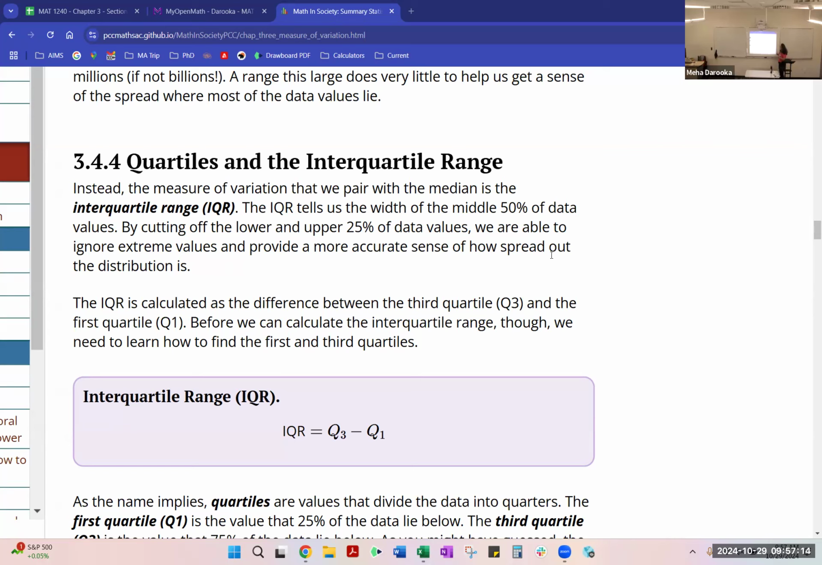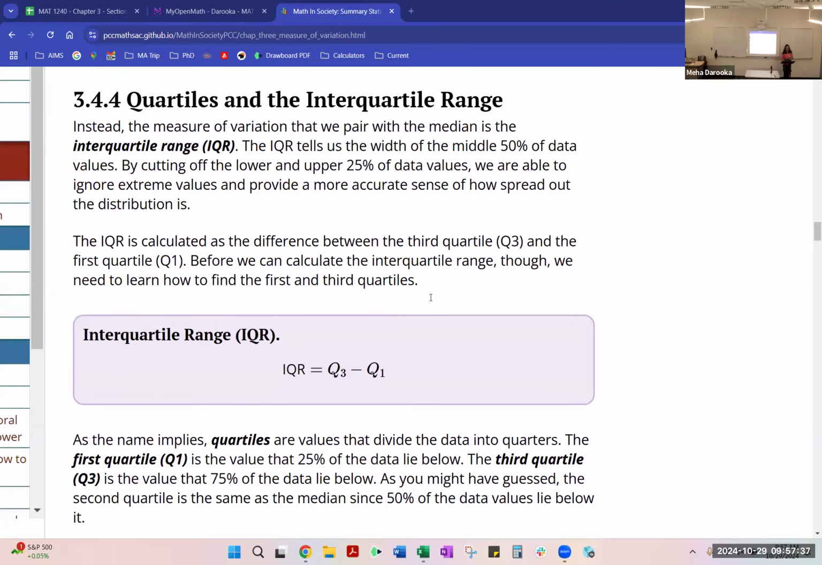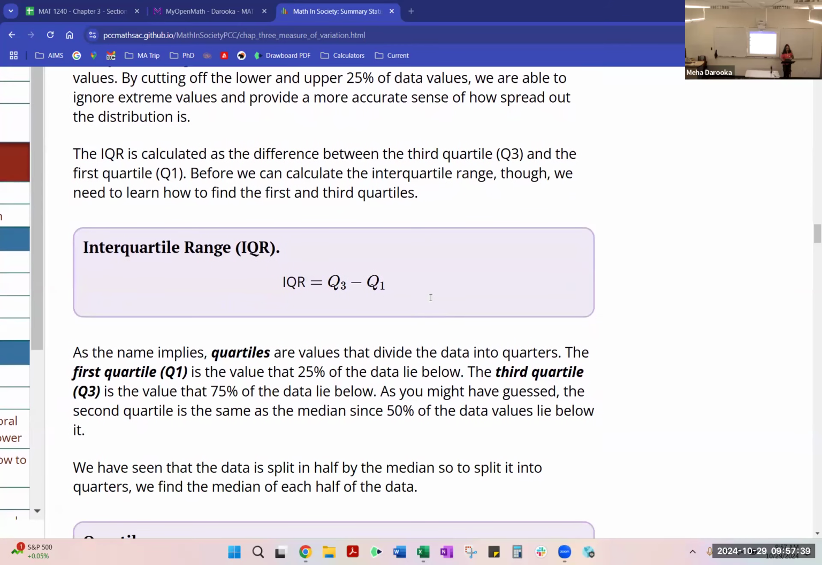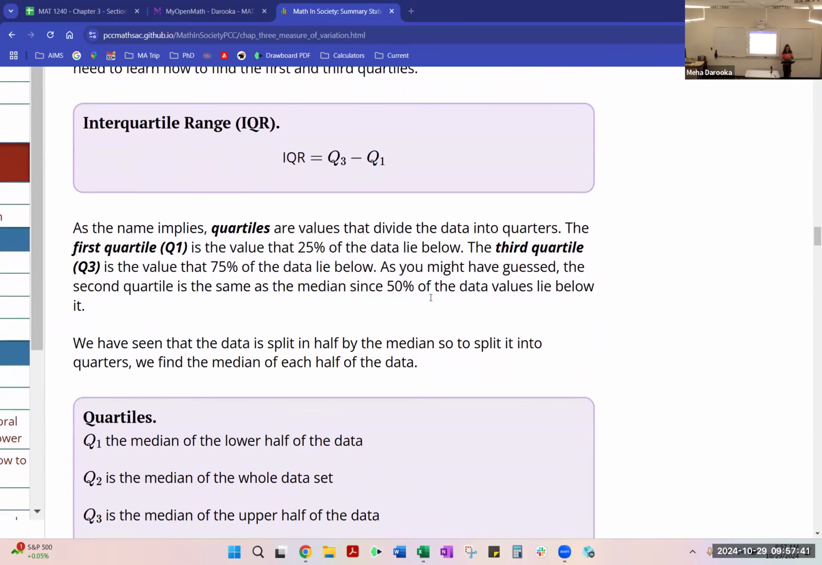And that is where the idea of the interquartile range came in, because you're looking at quartile 3 minus quartile 1. So that's the center, the middle 50% of your data. And in that way, you are not affected by the greatest data value and the lowest one, right? The largest and the smallest. So quartile 3 minus quartile 1 is how we would figure out what the interquartile range is going to be.